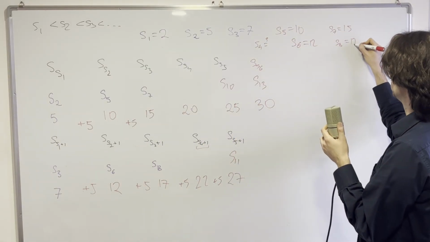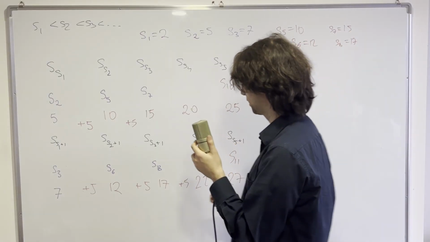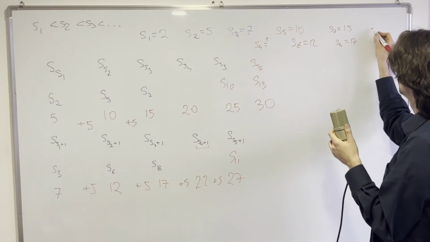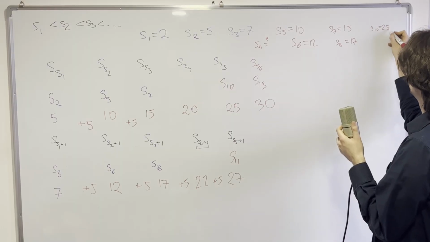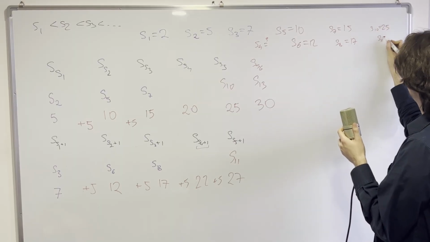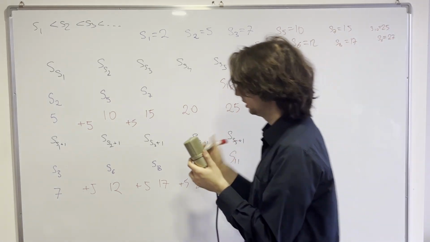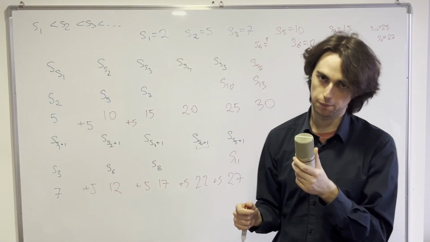S8 is going to equal 17. And we have S10 and S11. S10 is equal to 25. S11 is equal to 27. Now what do we do here?